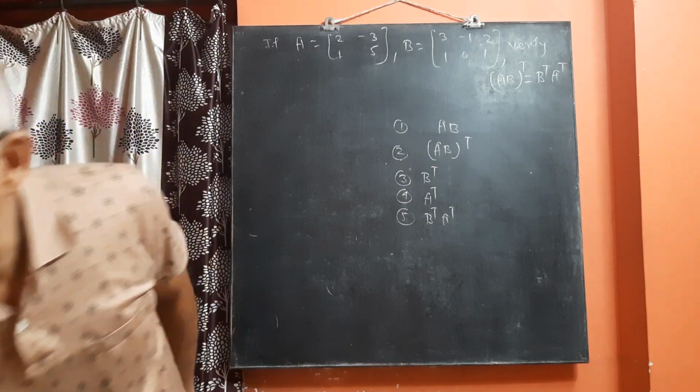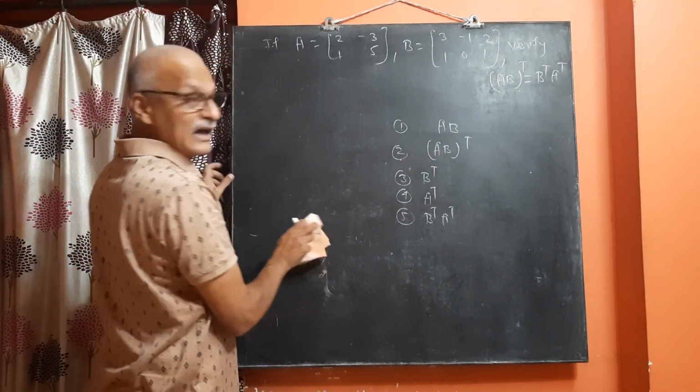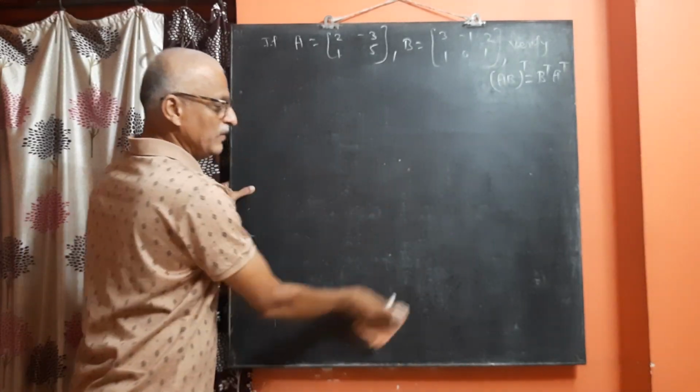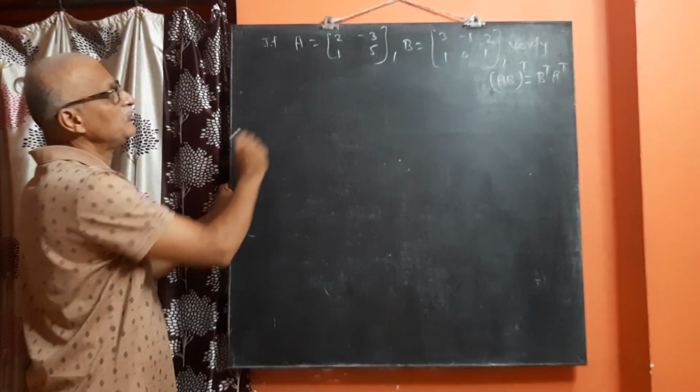So let us start one by one. As I said, first you have to find out A into B. Now, is it possible to find out A into B?